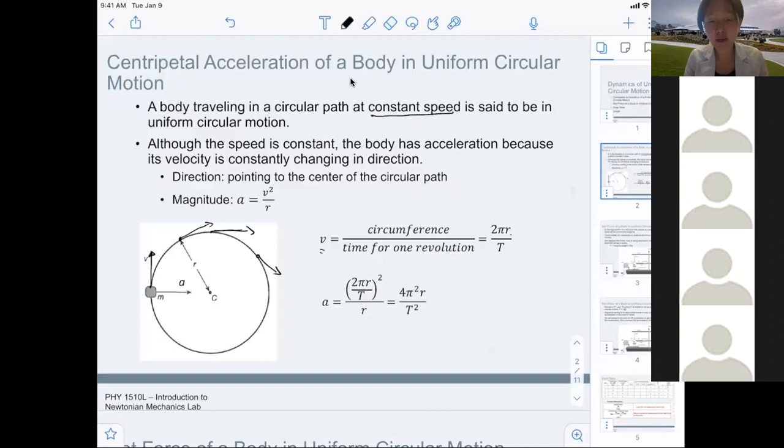Now it must have an acceleration, even though its speed is not changing. That acceleration points directly towards the center, and we call it the centripetal acceleration, a_c. Centripetal acceleration is velocity squared over radius r.